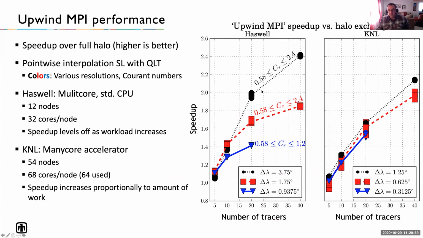So on two different architectures. Here we have a standard CPU, Haswell, from the Edison computer, if you're familiar with that. And then we have Cori's KNL, which is a multi-core accelerator. And they behave a little differently.